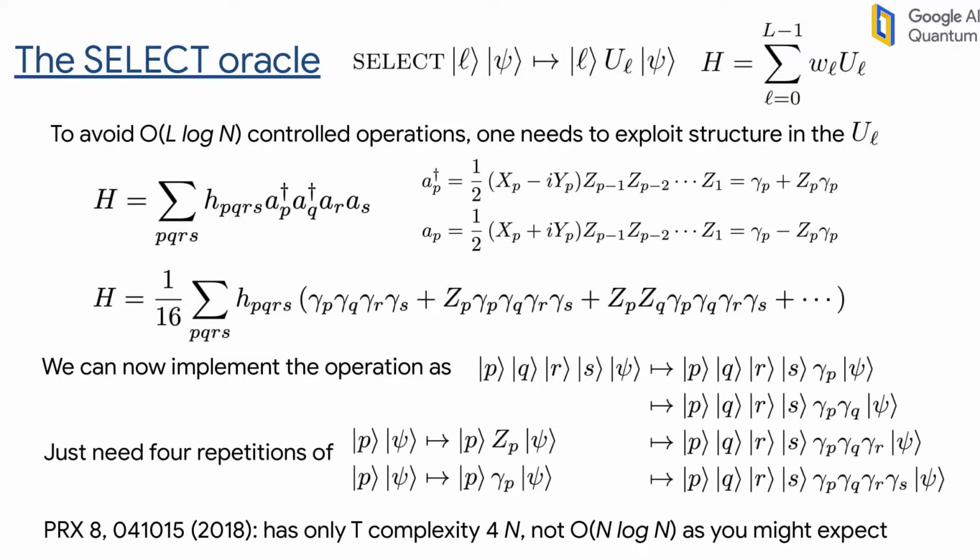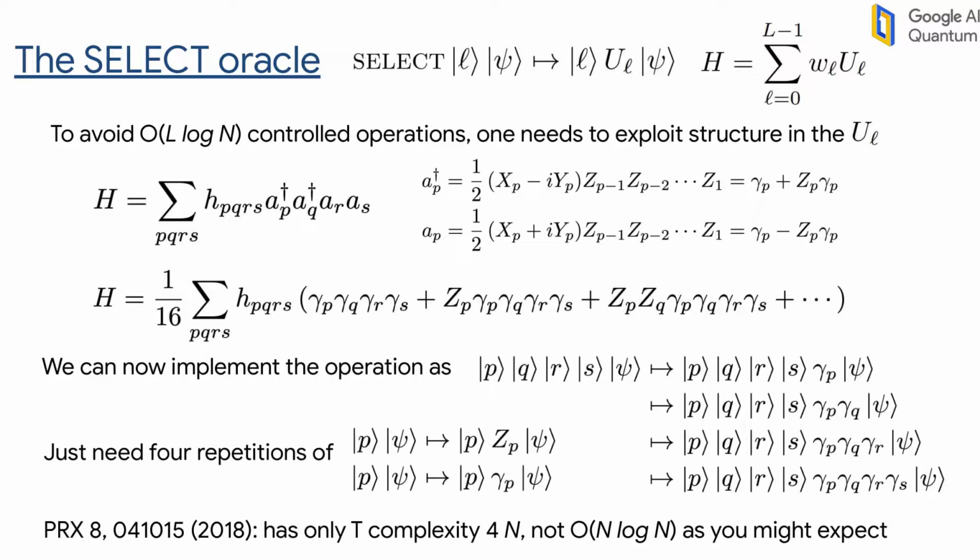So first we'll focus on this select oracle. Again, we're selectively applying one of the terms in the linear combination of unitaries. One thing you could do, of course, is have a totally controlled solution where if there are L terms in this linear combination of unitaries, you could just totally control L operations. You'd have some gate complexity L log n if the operations are up to n-local, but that is not a very efficient strategy. So it's better instead to think about exploiting some structure in the Hamiltonian.